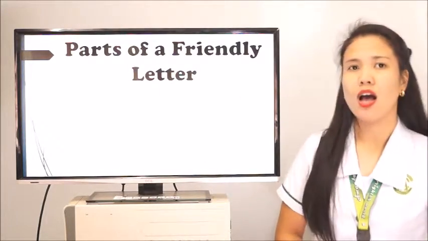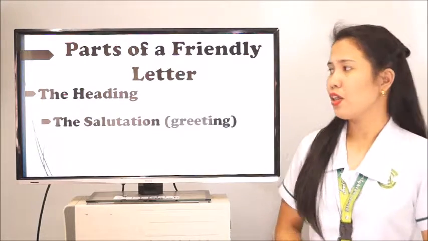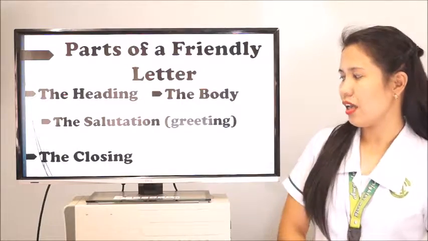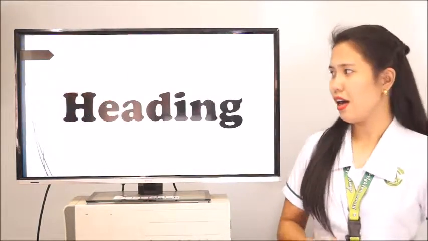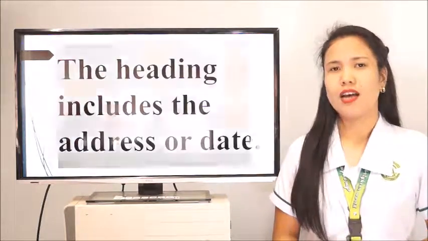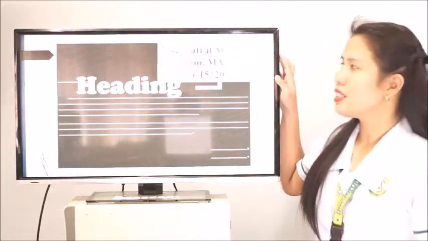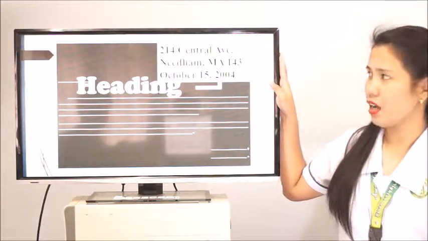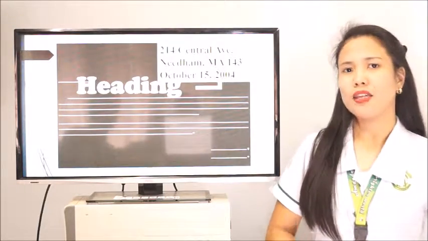A friendly letter has five parts: the heading, the salutation or the greeting, the body, the closing, and the signature. The first part is the heading. The heading includes the address and the date. This is written on the upper right part of a letter. This is an example of a heading. As you can see, there is an address and the date, and it was placed at the upper right side.